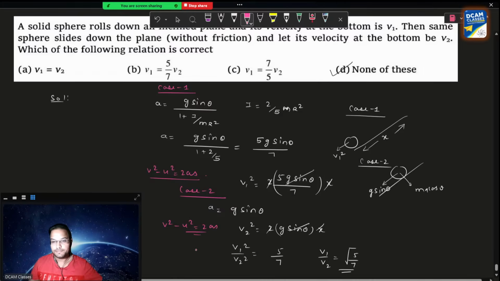Let's end it. In the next class, we'll start a new chapter, or I'll tell you one small concept of toppling, and then we'll move on. If you want, I'll make you practice more questions. Otherwise, we'll move on to the next topic, either SHM or gravitation.